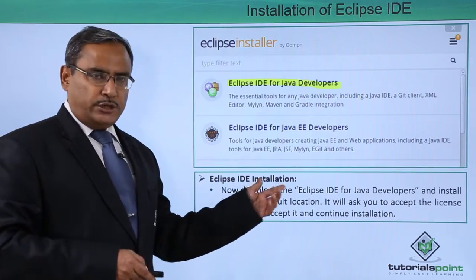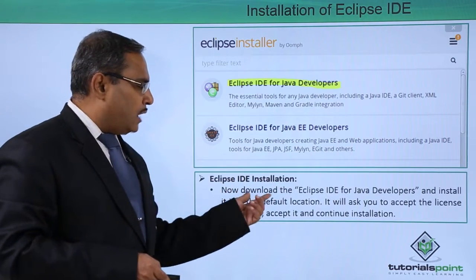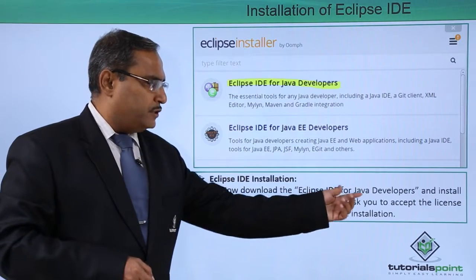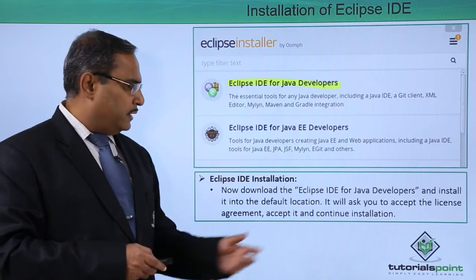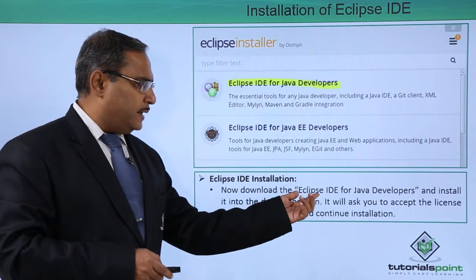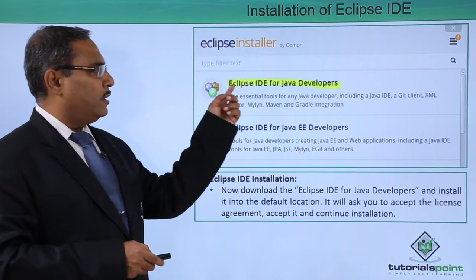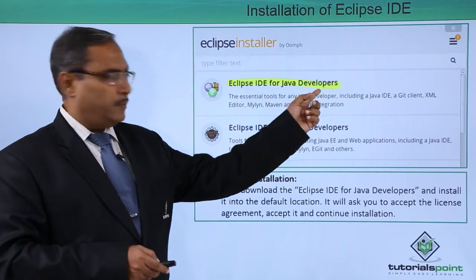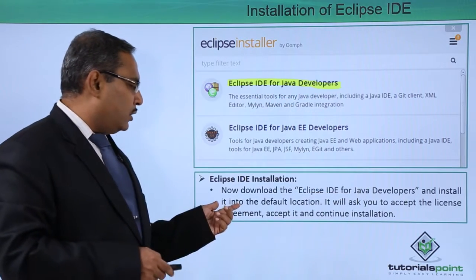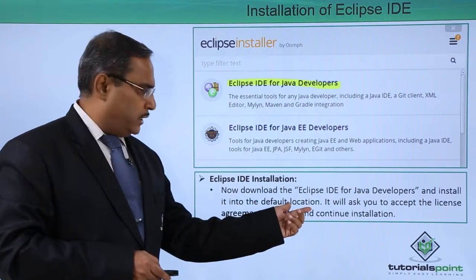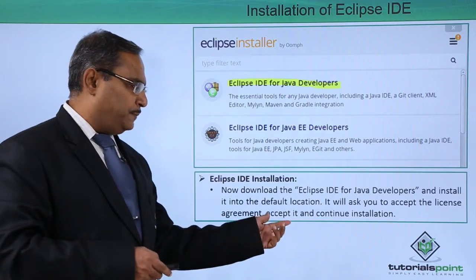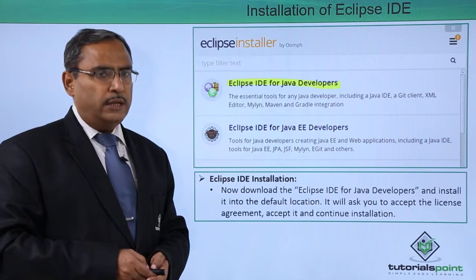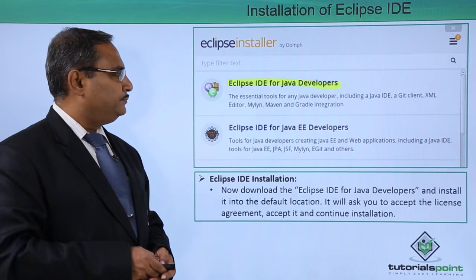Eclipse IDE installation, next step. Now download the Eclipse IDE for Java developers, because in our coding we will be using the language Java. So select this option, that is Eclipse IDE for Java Developers, and then install it into the default location, and it will ask you to accept the license agreement. Accept it and continue with the installation process.